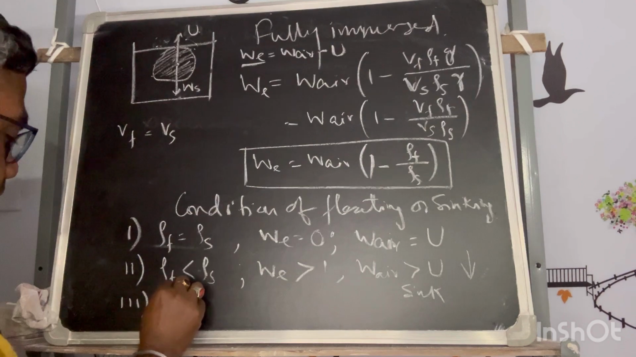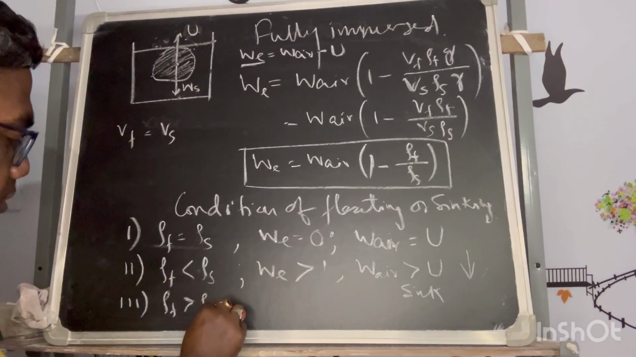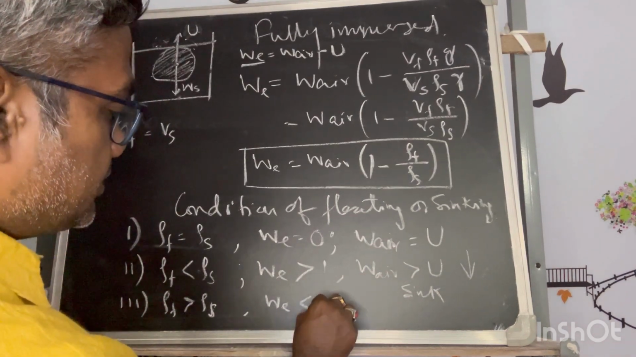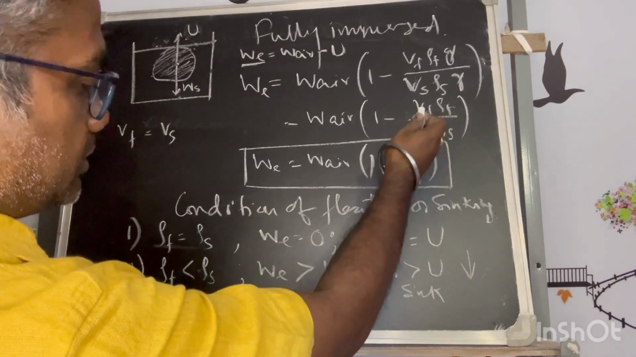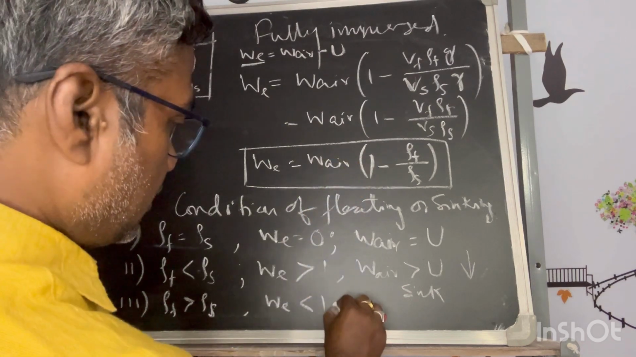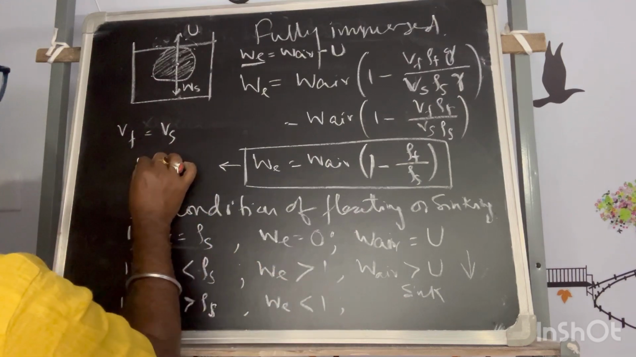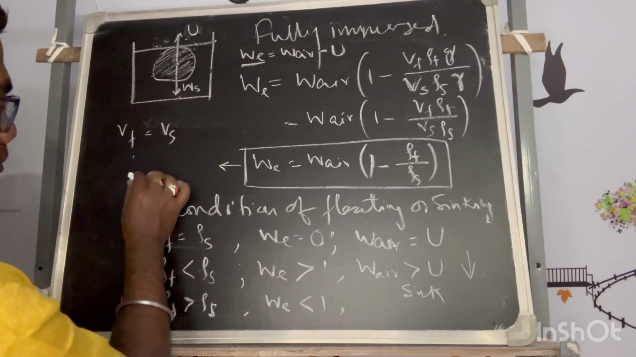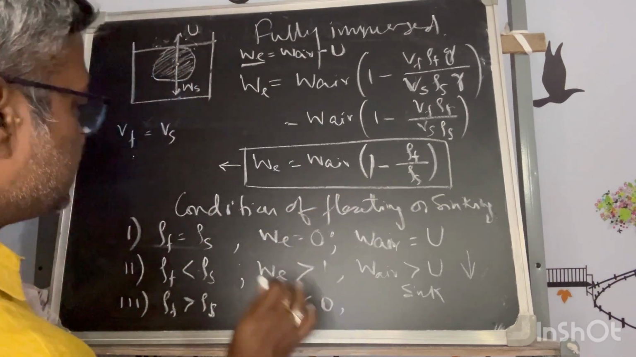Now the third condition, when VF is greater than Vs, the fluid density is more than the solid density. In that case, this will be less than 1, because if it is greater than 1, it is almost negative. How can it be negative? This WE is an actual figure, so it cannot be negative. So basically I can say it is less than 0, and less than 0 is not possible.